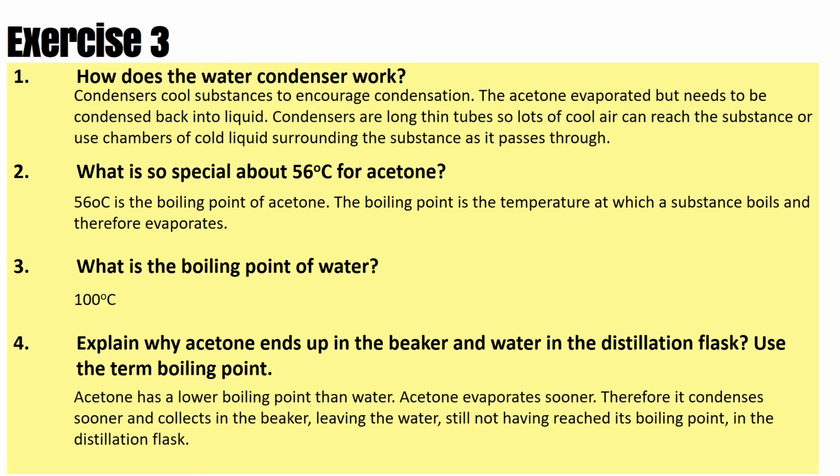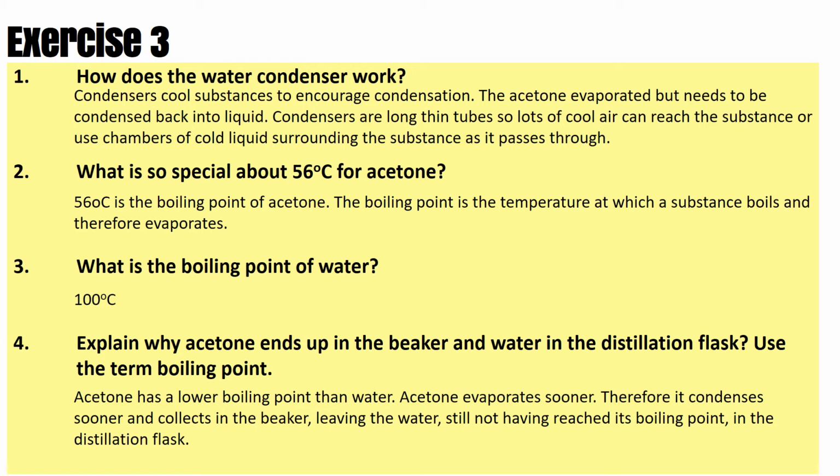Question 4. Explain why acetone ends up in the beaker and water in the distillation flask. Use the term boiling point. Okay, so acetone has a much lower boiling point than water. Acetone's boiling point is 56 degrees, water's is 100. So when it reaches 56 degrees, which it will do first, the acetone is going to evaporate. The acetone is going to evaporate a lot sooner than the water.